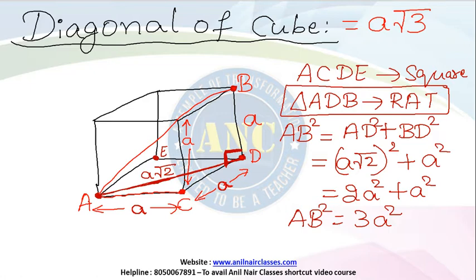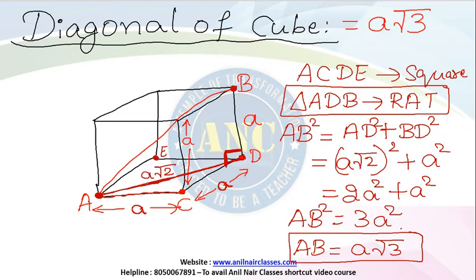But I don't want AB square. I want the value of AB. And AB is nothing but the diagonal of the cube. AB value is square root of 3A square. It is nothing but A root 3. And that is the reason the diagonal of a cube is nothing but A root 3. I hope the idea is very clear for you people.